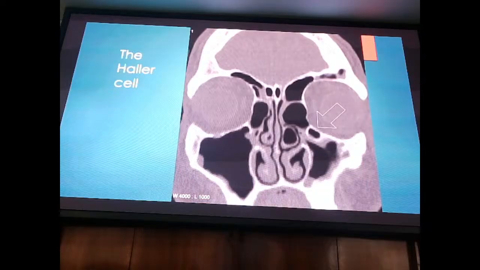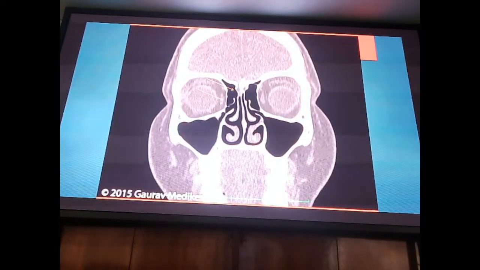Coming to the next thing, which is around the maxillary sinus, we have the Haller cell. Haller cell is nothing but pneumatization of the roof of the maxillary sinus by the ethmoidal air cells. So if you have a large Haller cell, there is a possibility of you opening into that cell, assuming it's the maxillary sinus, and not opening the real maxillary sinus on the higher side.